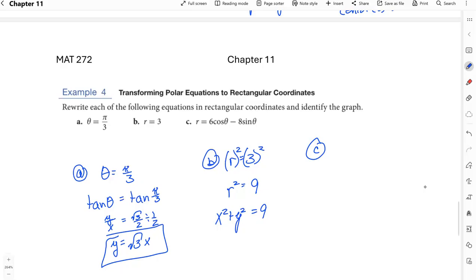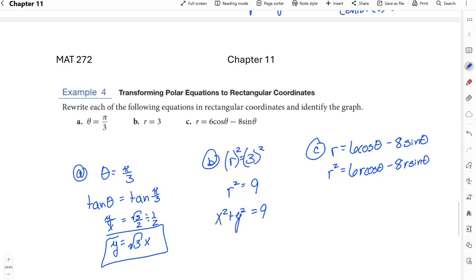And C, we've got r equals 6 cosine of theta minus 8 sine of theta. Let's multiply everything by r. So we're multiplying both sides by r. And when I distribute on the right, I'm going to have 6r cosine of theta minus 8r sine of theta.